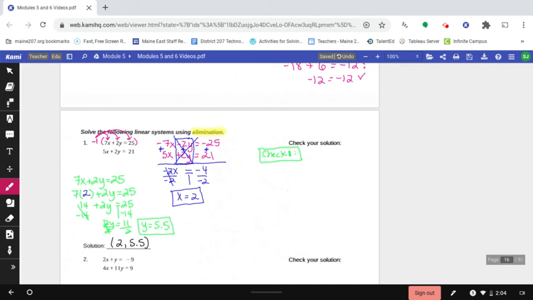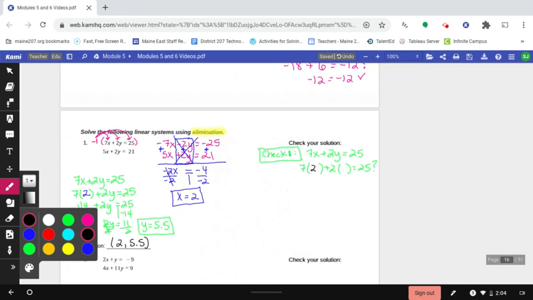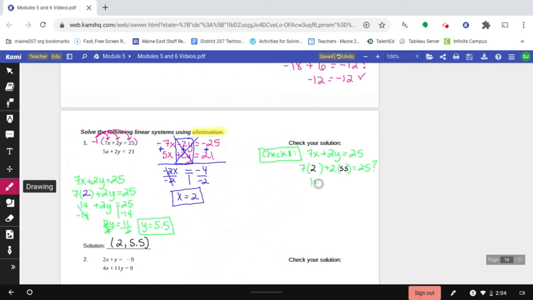I'm going to take my original equation, which is 7x plus 2y equals 25, and I'm going to plug in the numbers that I found. So 7x plus 2y equals 25. I want to know if that's true. I'm going to plug in 2 for my x and 5.5 for my y. 7 times 2 is 14. 2 times 5.5 is 11. 14 plus 11 is in fact 25, so we get 25 is equal to 25. Now, since that's the equation that we used to solve for y, it probably would work out.